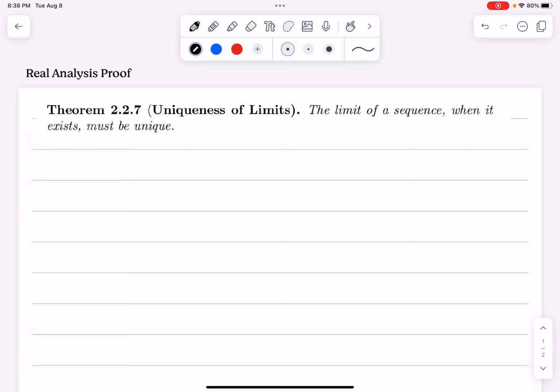All right, now we're talking about proofs about limits. So this theorem states that the limit of a sequence, when it exists, must be unique.